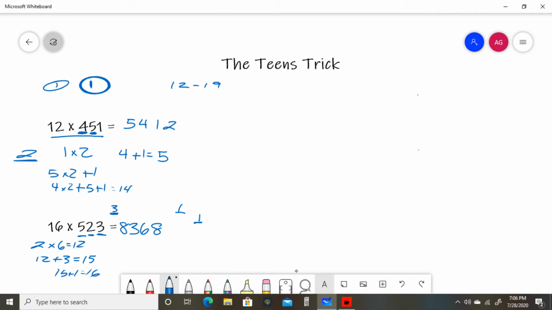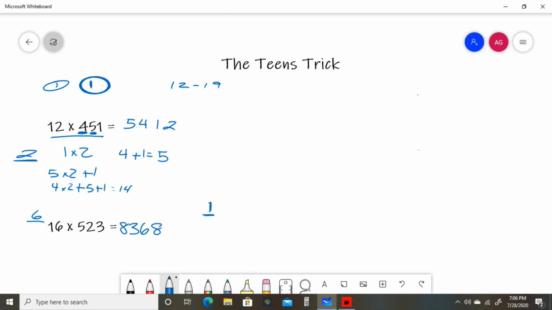All right, to recap. First, look at the ones digit of the teen that we're multiplying by. So we're going to use the number 6 because we have 16. Then take that and multiply by the ones digit of 523. So 6 times 3 is 18. So we write an 8 and carry a 1.